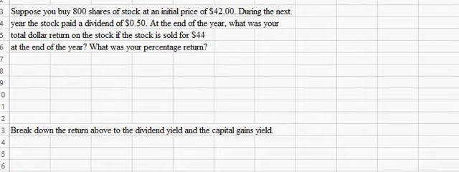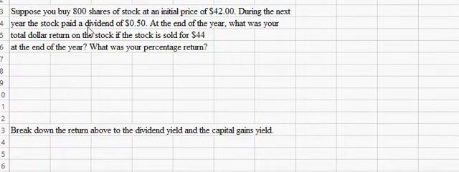This is a sample problem in which you are purchasing stock and selling it 1 year later. We're going to compute both the dollar return and the percentage return on the stock holding for the year, and also then we'll break down the dividend yield and the capital gains yield.